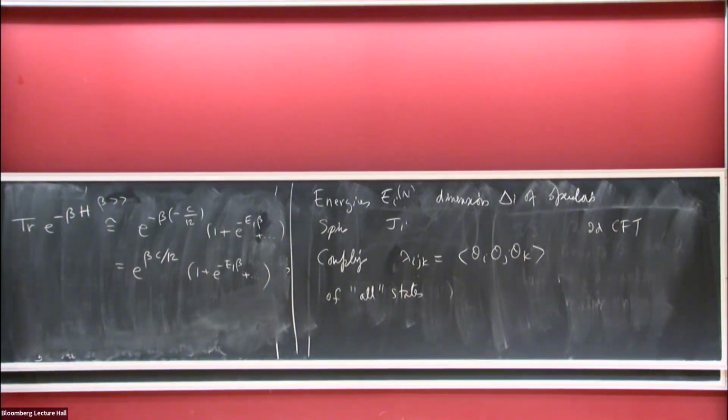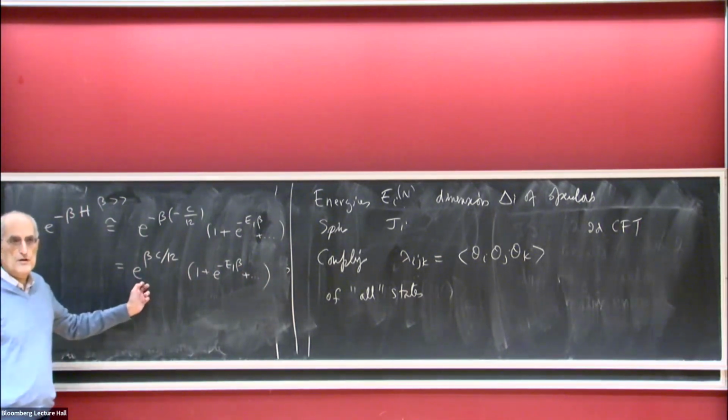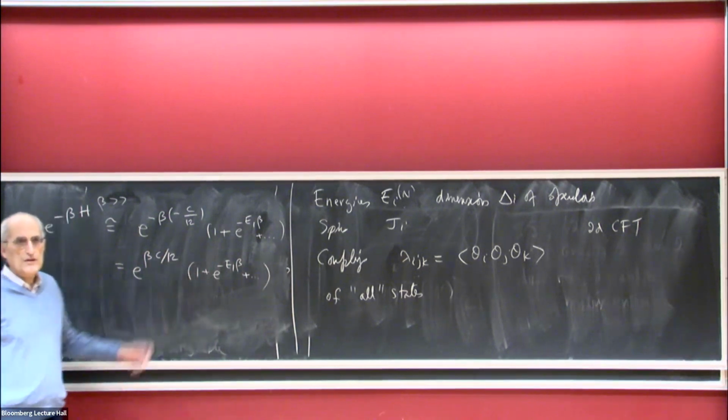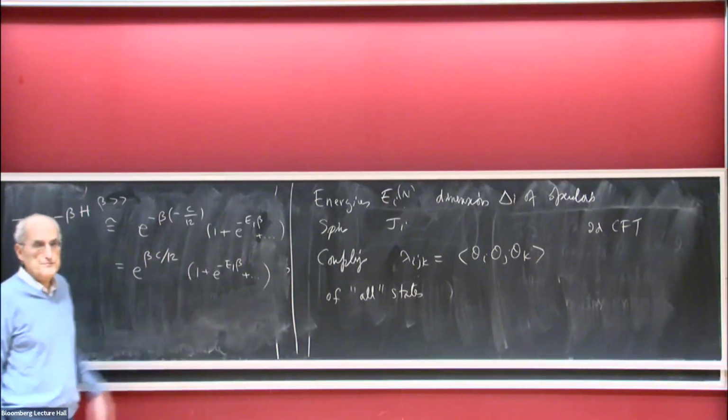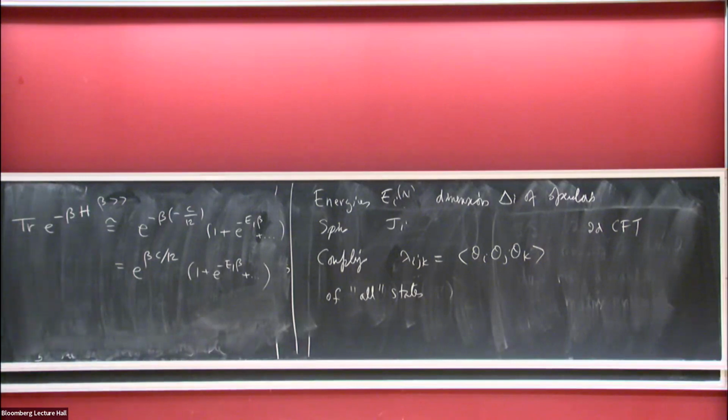Not only does the ground state contribution grow exponentially for large beta, but the contribution of every state that's parametrically below the black hole threshold, in other words, all the ones that have negative energy by a significant amount, grows exponentially for large beta. And those are the only contributions that grow exponentially for large beta.